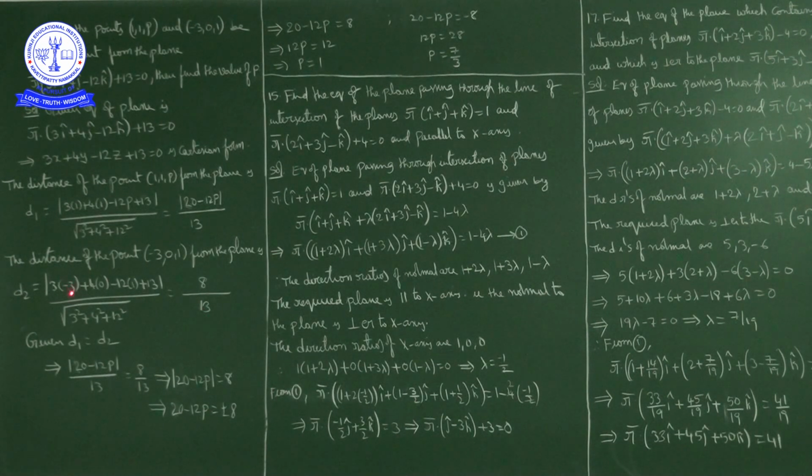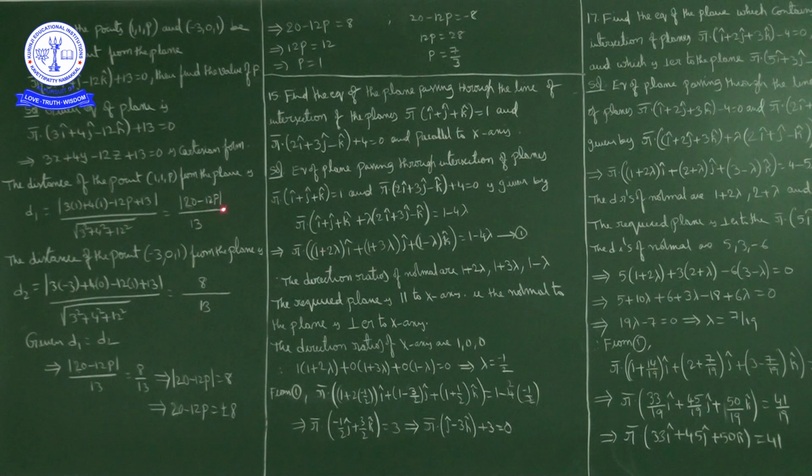Numerator, how much here? Minus 9, this is 0, minus 12 plus 13. Minus 12 plus 13 is how much? 1. 1 minus 9 is what? 1 minus 9 is minus 8. So modulus of minus 8 is what? 8. So d2 is 8 by 13.